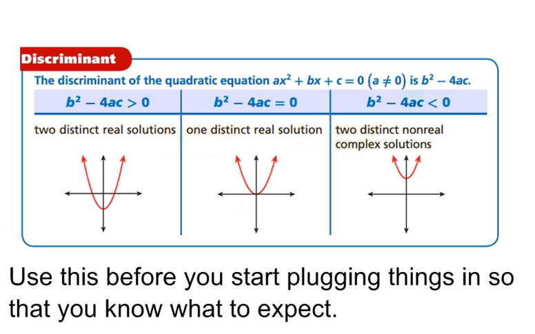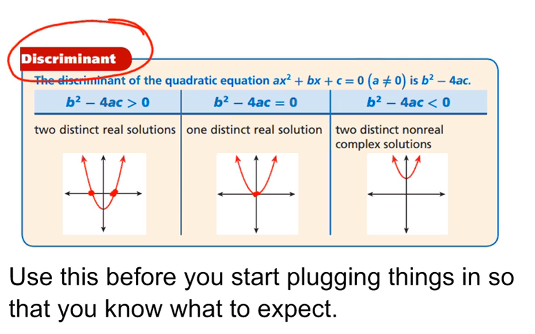So one thing before we get into messing with the formula itself, the part that's underneath the radical, the b squared minus 4ac, has a name. It's called the discriminant. And the discriminant of the quadratic equation, that b squared minus 4ac, tells you about the roots of the equation. It tells you if there's two distinct real roots, or one distinct real solution, so that's what we call the double root, or there are two distinct non-real, so there are two complex solutions.